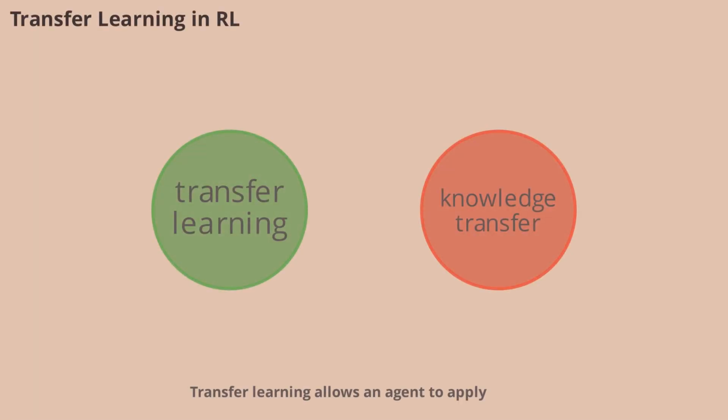Transfer learning allows an agent to apply knowledge gained in one task to a new, related task. This can speed up learning and improve performance, especially when the new task shares similarities with the previous one. Transfer learning is a growing area in RL research.